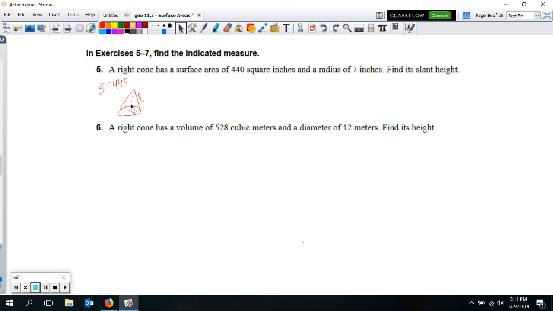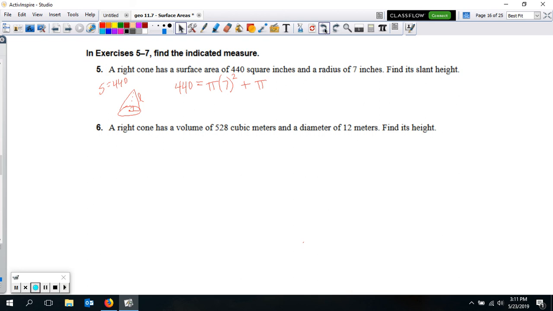So we don't really need to know the height at all because we're looking at the surface area. That's not a part of the surface area formula. So we want to use that surface area formula to help us. So we know that we're going to start with the 440. So surface area does mean 440 equals. And then remember, it's going to be the base area, which is going to be pi r squared from here. So it's going to be pi times 7 squared. So that's what our base area is. And we're going to add that to the pi times r times L. So pi times the radius times the slant height. And that's where the L is what we're trying to find here.